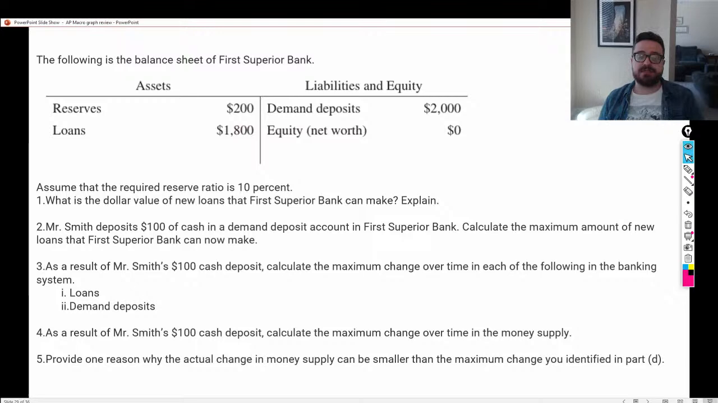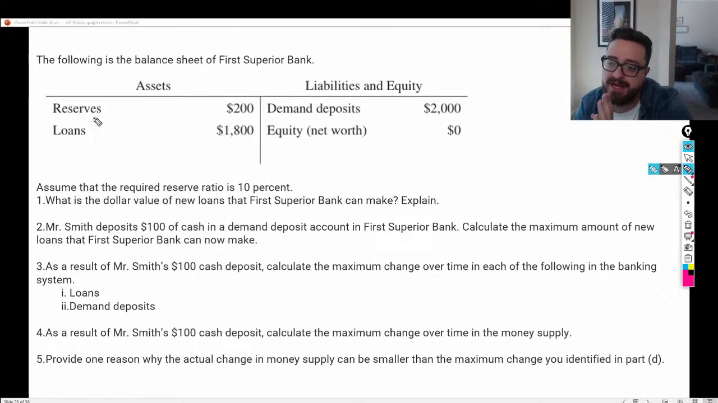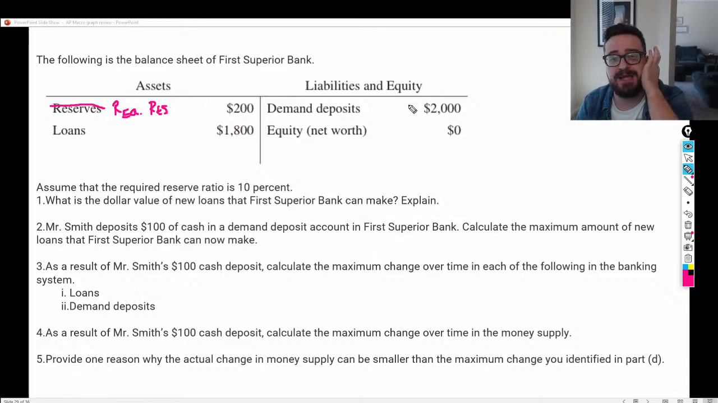I can figure it out though because of the first thing the question tells me. Assume the reserve requirement is 10%. If the reserve requirement is 10% and there's $2,000 in demand deposits, then I automatically know that this is the required reserves, because the bank has to have 10% of the demand deposits in required reserves. 10% of 2,000 is 200. That's all required, meaning this bank has no excess reserves right now.